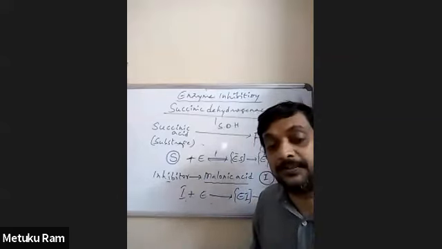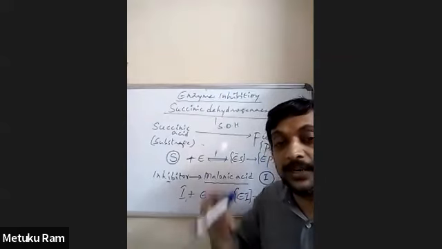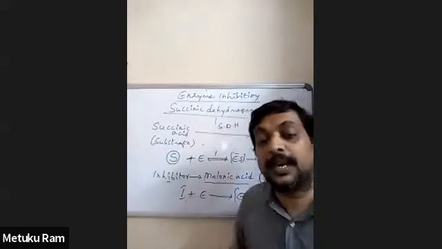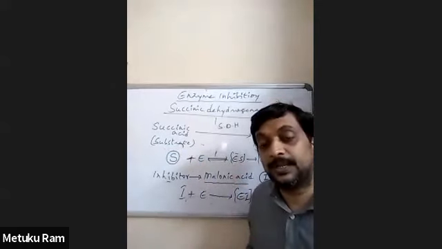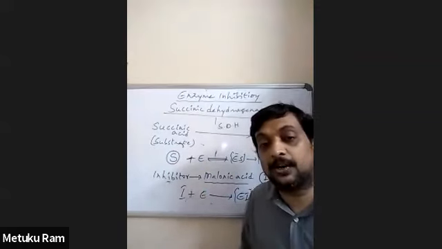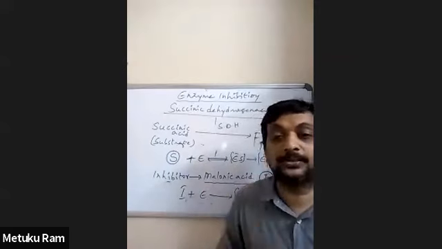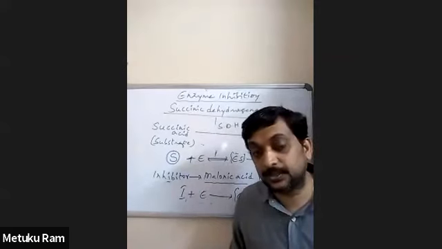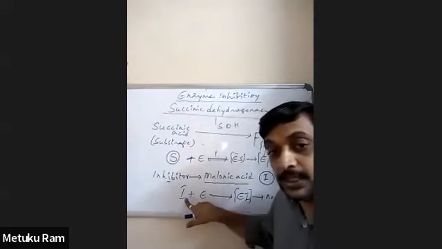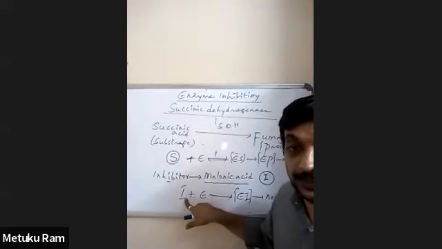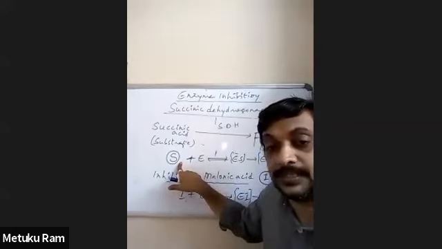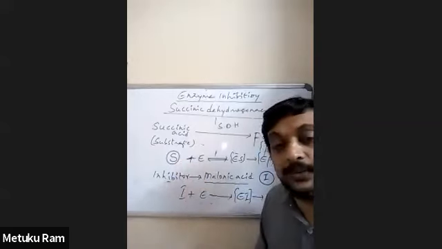In the competition, if the concentration of the inhibitor is more, obviously that inhibitor is going to bind with the active site of the enzyme. If the inhibitor concentration is less when compared to the substrate concentration, then obviously the substrate is going to bind to the enzyme active site, and catalysis will take place.